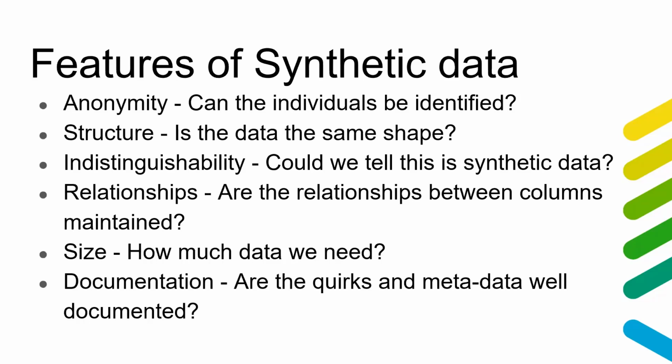Relationships. Are the relationships between columns maintained as well as valid? Does weight and age correlate correctly, as we saw before? Size. Is our data set the same size or larger than the original data? In some cases, we might need 5 or 10 rows to showcase data. Documentation. Are the quirks and metadata well documented? Could we safely expose some averages or standard deviations of our columns? And do we understand the quirks of the data set? For example, how that gender column is used internally.